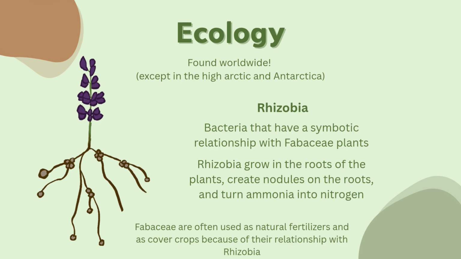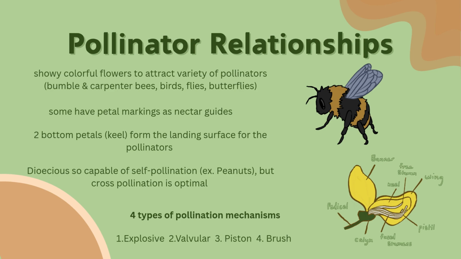And if they have excess ammonia, they put it into the soil, which is why they are often used as natural fertilizers in between farmers growing crops. The beautiful and unique flowers of the pea family attract all sorts of pollinators, including bumble and carpenter bees, birds, flies, butterflies, and more. Some petals even have markings called nectar guides that help direct the pollinators. Within Caesalpinoideae, there are two lateral petals or wings that help direct the pollinators to the center of the flower.